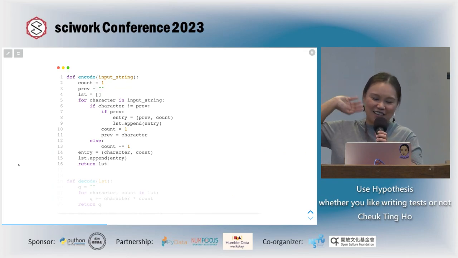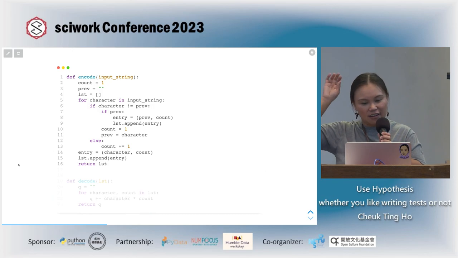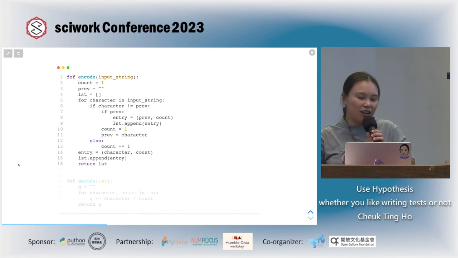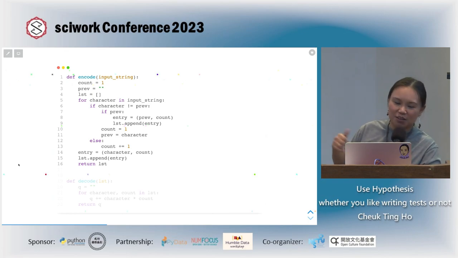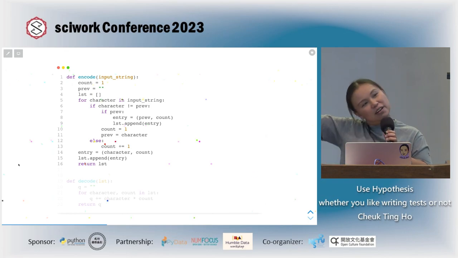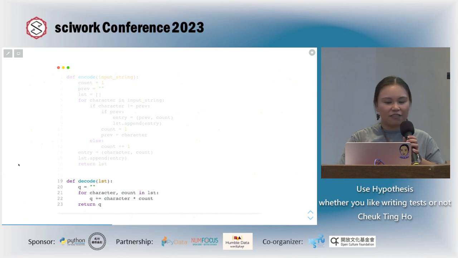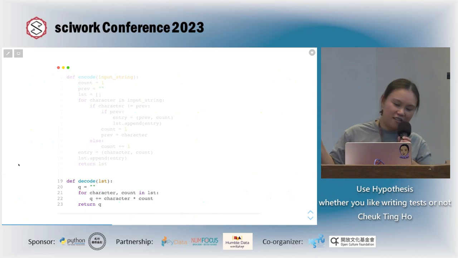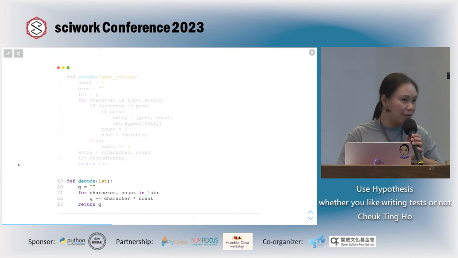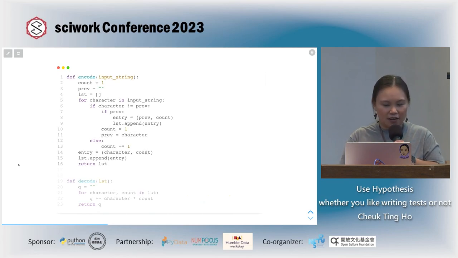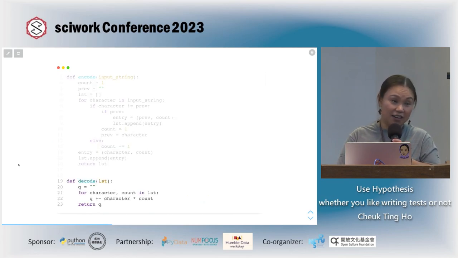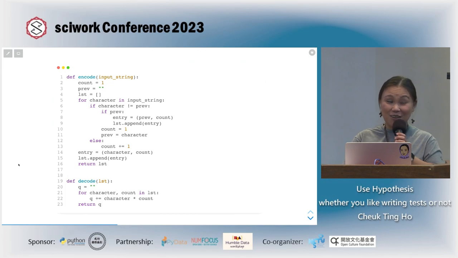So this is a very simple function that I found somewhere online, and another tool is using this as an example. We are doing some encoding here. So this function does some encoding, and after that, there's decoding. So there's a pair of functions that's supposed to do its job. So it works well, kind of. But does it really work well? We'll see.